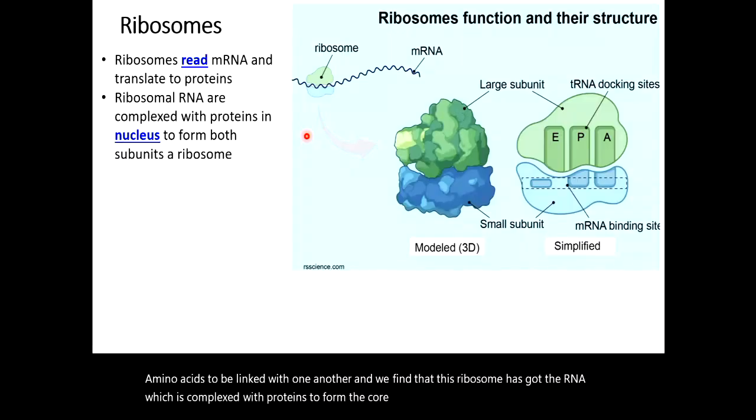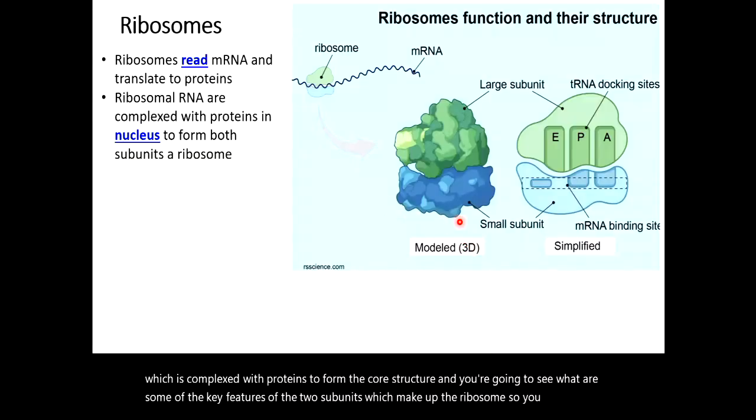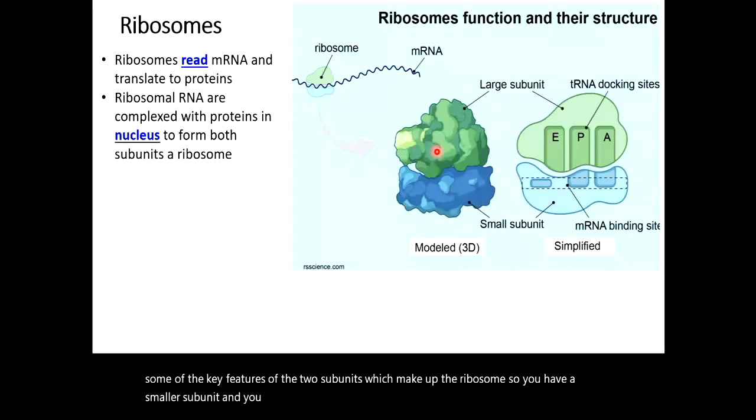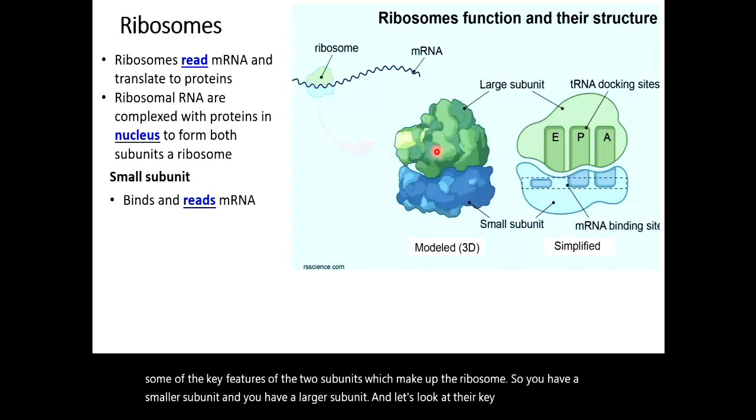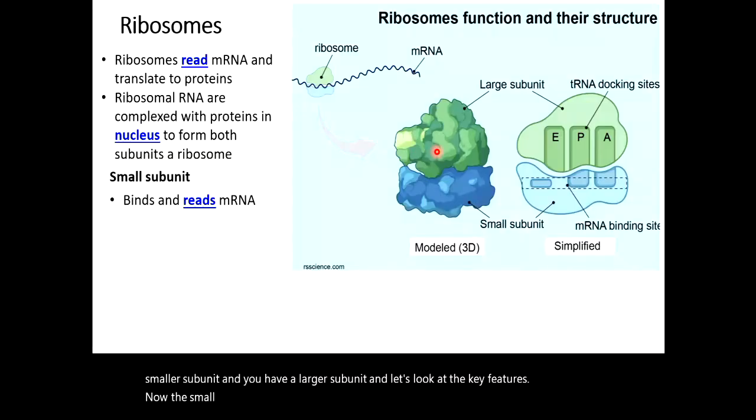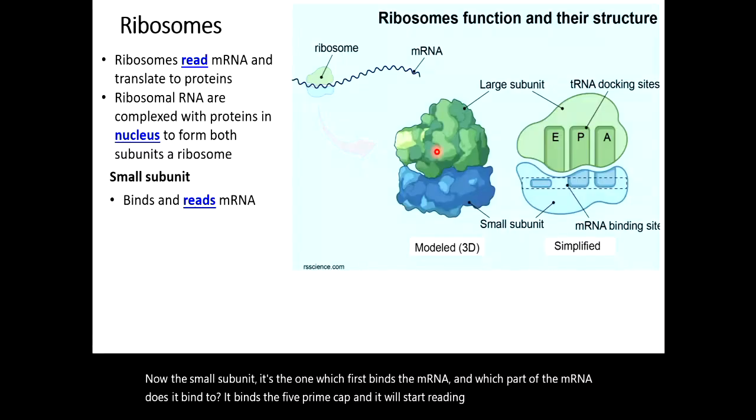And you're going to see some of the key features of the two subunits which make up the ribosome. So you have a smaller subunit and a larger subunit, and let's look at their key features. Now the small subunit is the one which first binds the mRNA. And which part of the mRNA does it bind to? It binds the 5' cap, and it will start reading the mRNA sequence.